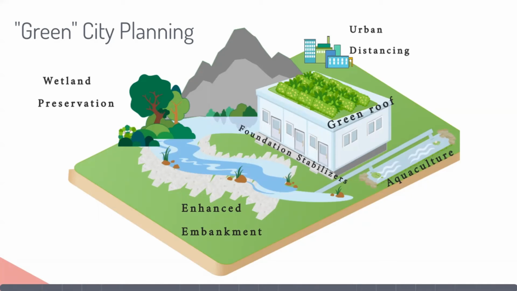In this example that we see here, there's a building next to a river. Whereas this river would normally put the building in a high flood zone area, the utilization of aquaculture channels, stabilizers along the foundation, and fortified enhancements along the embankment provide the home with resistance against inundation.